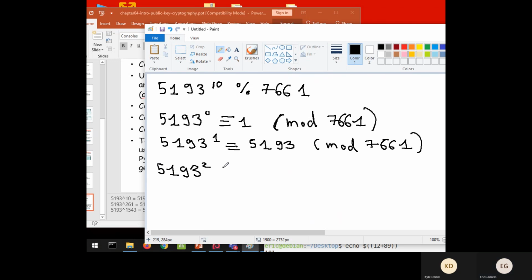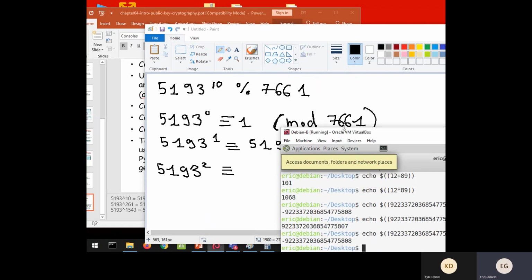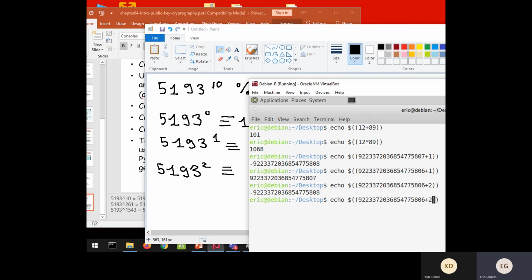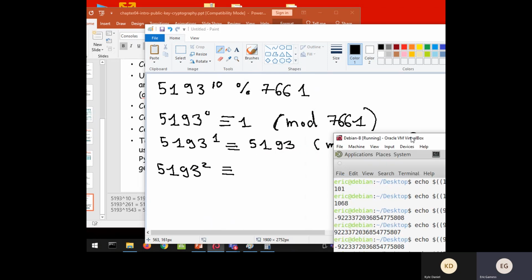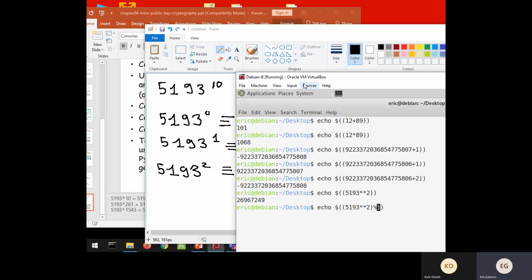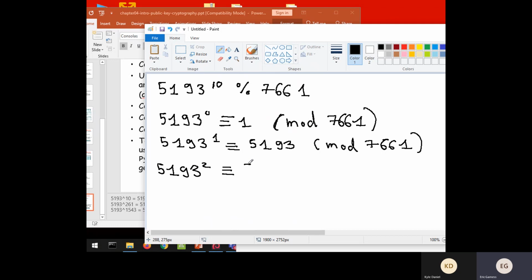Now, if I put 5,193 square, so this with a 64-bit calculator, we can do it. So let me do it here. I want to do 5,193 square. Look at the result. But I don't want the square. I want the modulus 7,661, no? Sorry. Modulus 7,661. And there is a missing parenthesis because I added a parenthesis. Okay, it will be 529. So it will be 529.